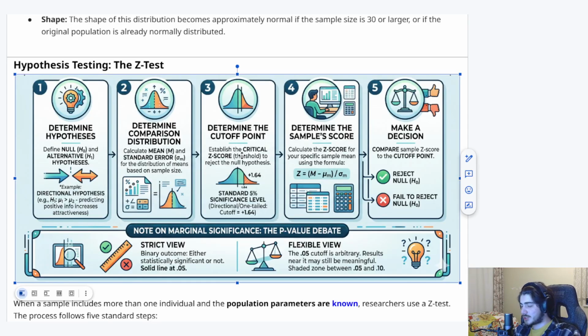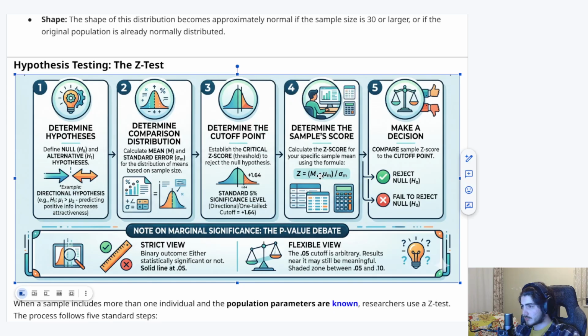We establish a critical z-score, or threshold, to reject a null hypothesis, as we discussed. Because this is one-tailed, we will use 1.64. And then we determine the sample's z-score. What is it? It's the sample mean minus the population mean divided by the standard error.